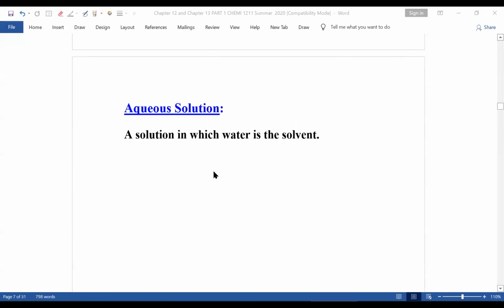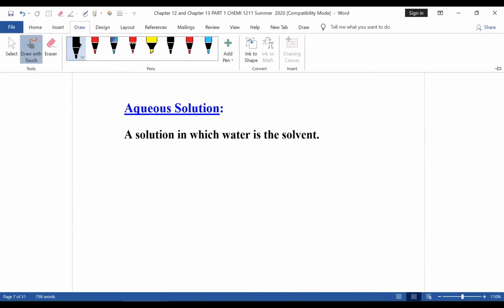Now, this is really important. You should know an aqueous solution, which is derived from the Latin word aqua, water. Aqueous solution means it's a solution in which water is the solvent. So anytime you have a solution where the water is the solvent, that's an aqueous solution. And I'll be teaching you later in this chapter how you know it's an aqueous solution.